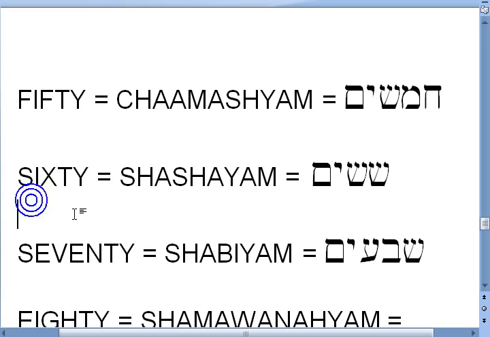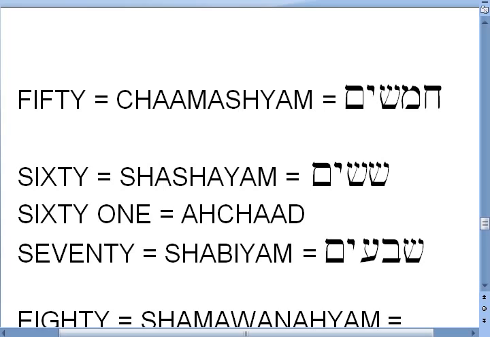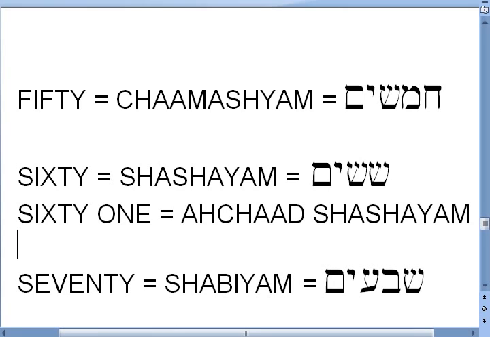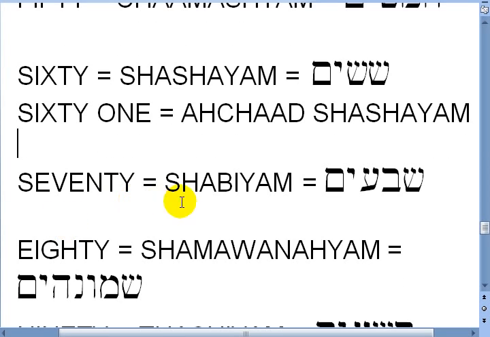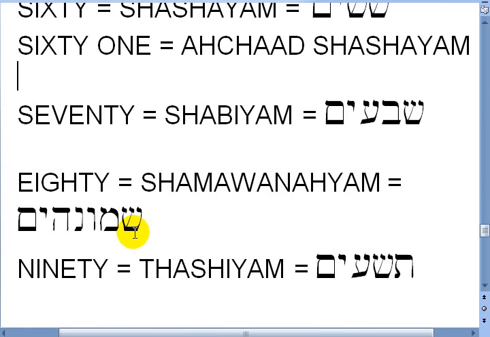Let me just write that one down for you. 61 is Akkad Shashayim. That's 61. Shanya Shashayim, 62. Shalash Shashayim, 63. Then you get to 70, Shabayim. Shabai is 7, and then the yum is like adding 10 to it. So Shabayim is 70. Shamawanayim is 80, because Shamawana is 8 and then the yum makes it 80. 90 is Thashayim. Thashay is 9, then the yum makes it 90.